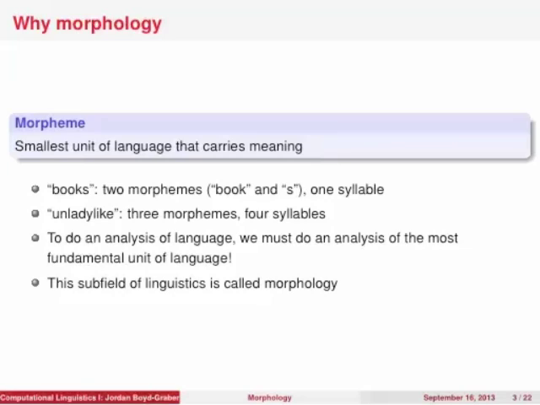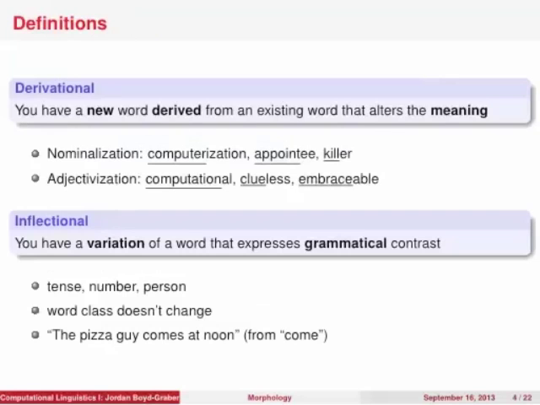And if we're going to automatically do anything with language, we need to do an analysis at the correct level. And for many languages, that requires us to care about morphology and extract the true meaning out of very complicated words. So there are two broad kinds of morphology. There's derivational morphology and inflectional morphology.